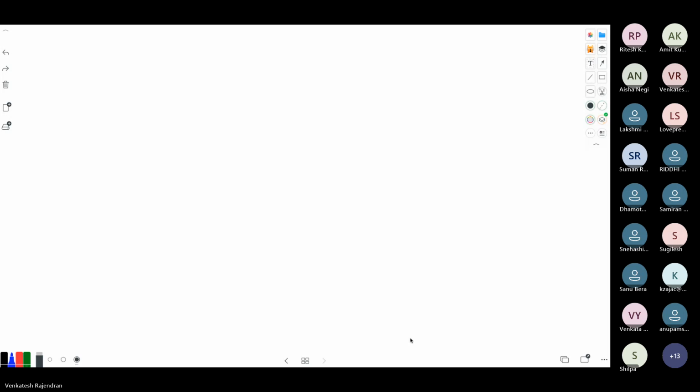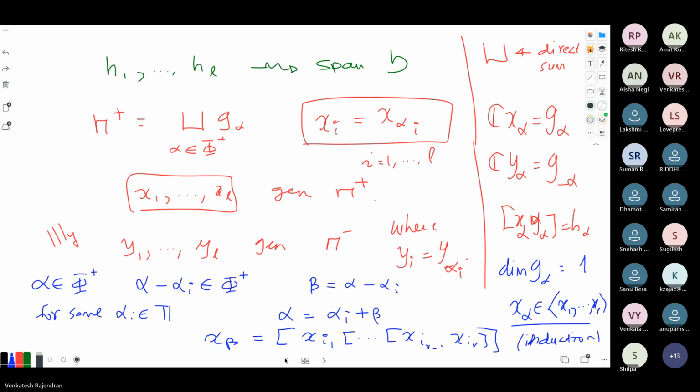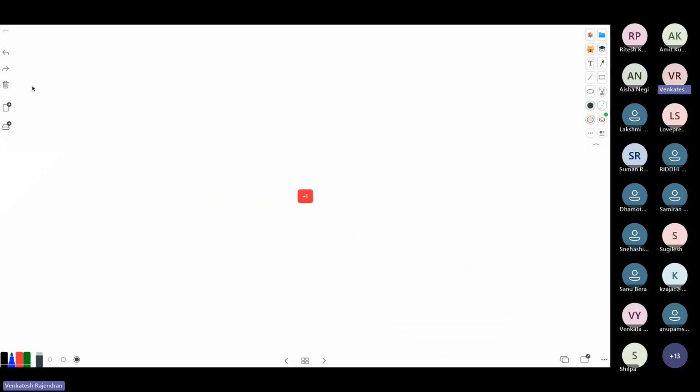Let's worry about only the non-zero elements in the g alpha, because I don't want to write x alpha as it is. But anyway, let me rewrite this. So you are writing alpha as alpha plus beta. So by induction, g beta is a subset of this x1.